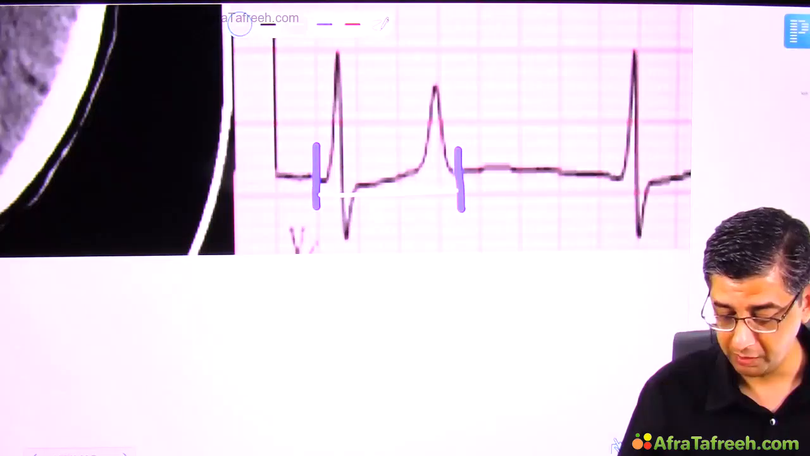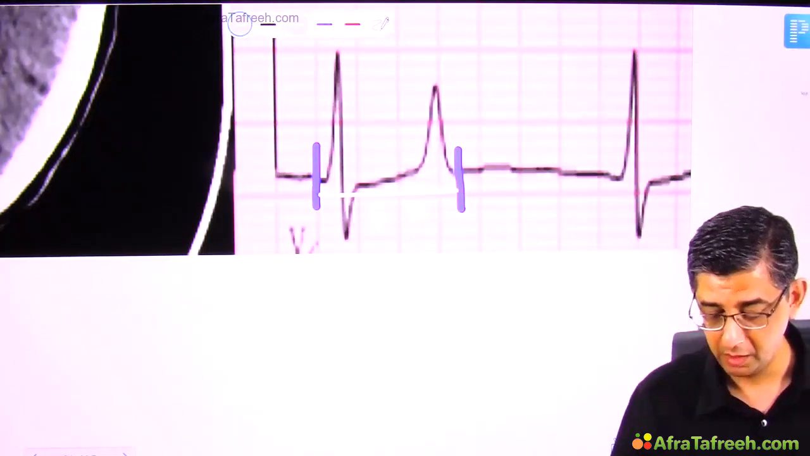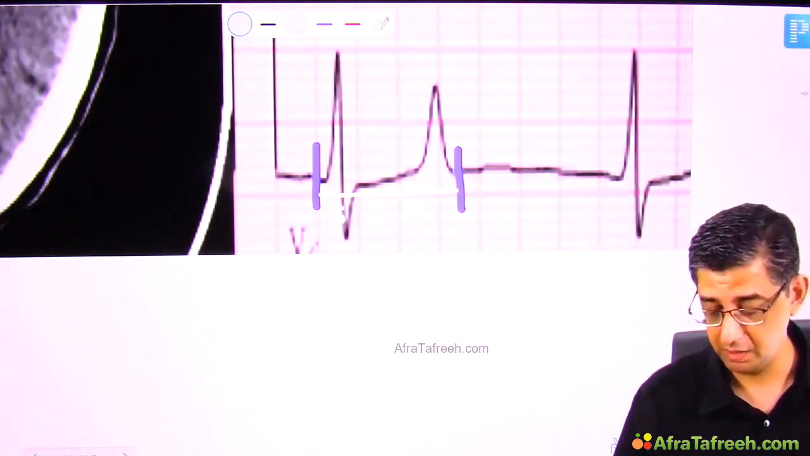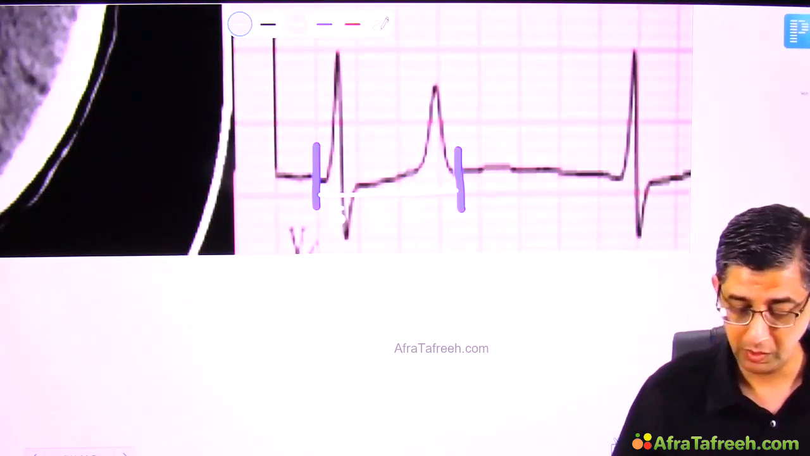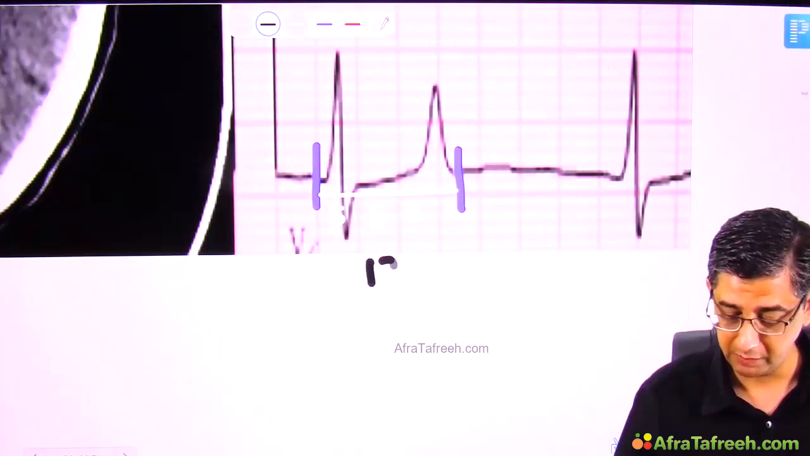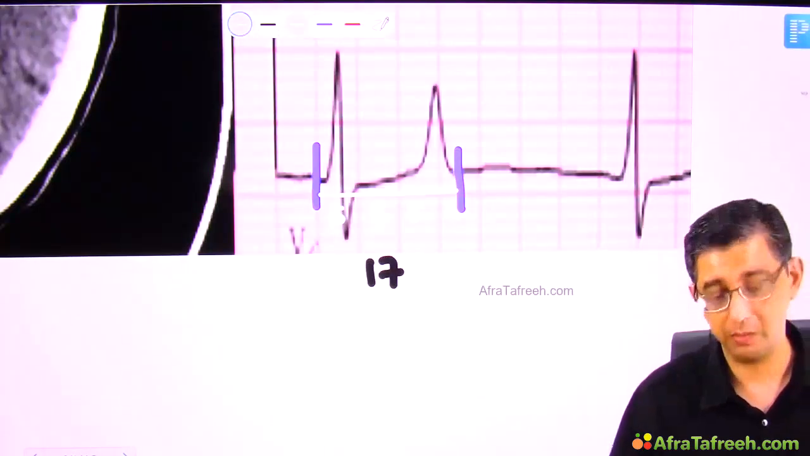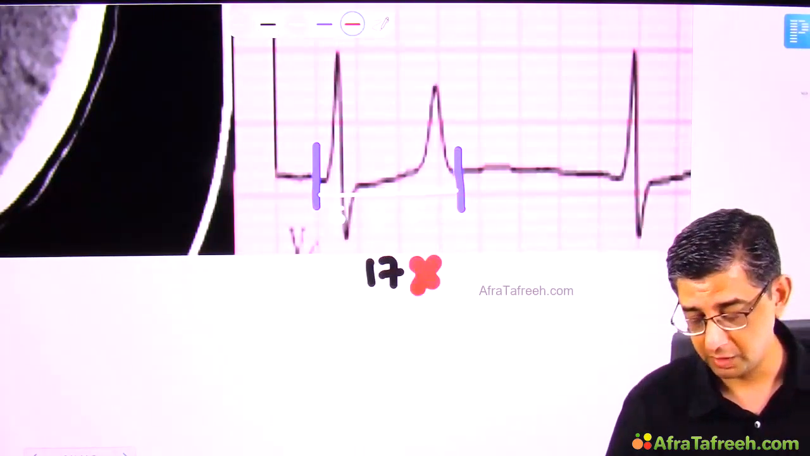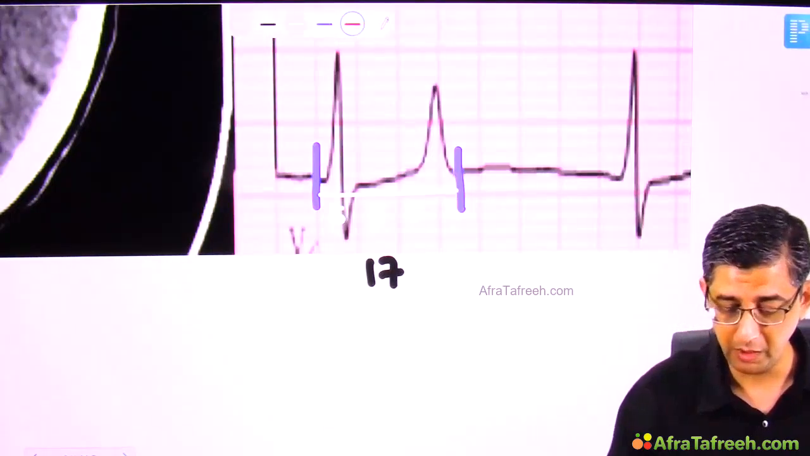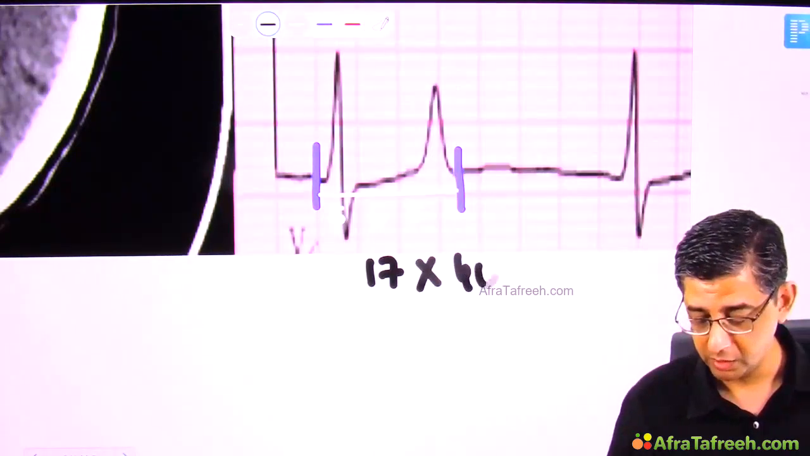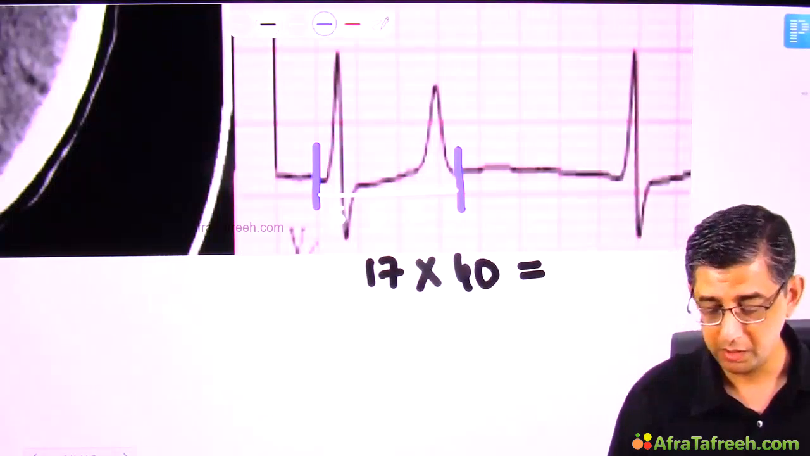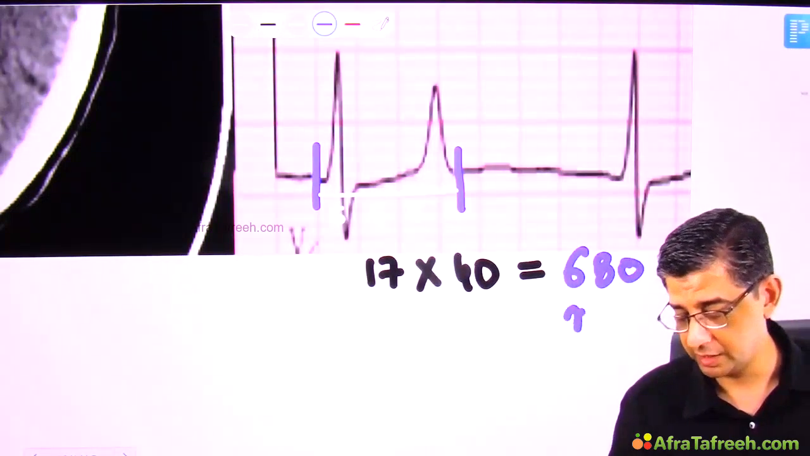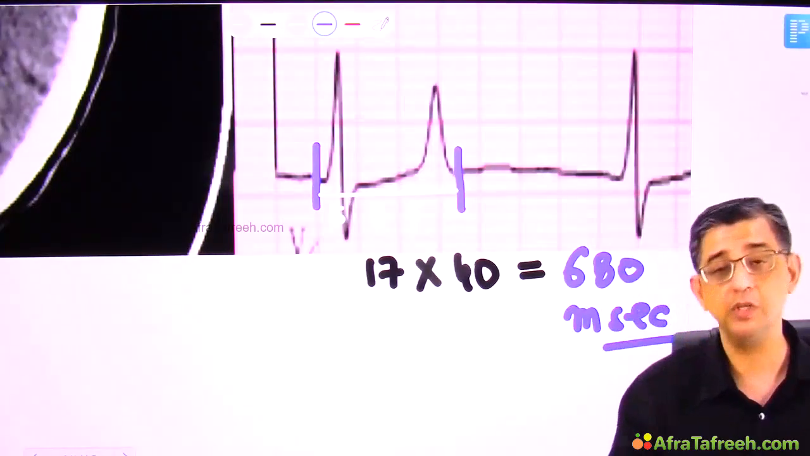So I can count 5 here, that is 10. You can count another 5, that is 15, and you can add 2 more. So this would be approximately 17 small squares. Guys, let's do some mathematics. One small square is approximately 40 milliseconds, right? So 17 into 40 would be 680 milliseconds. That is almost double of what is normal.